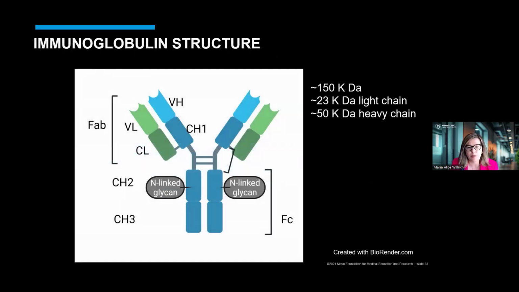I want to start by showing you the immunoglobulin structure, because our testing starts with the premise of the immunoglobulin structure. The monoclonal antibody therapies that we are going to discuss are all IgGs, and an intact IgG has about 150 kilodaltons, and it's composed of 2 heavy chains and 2 identical light chains.